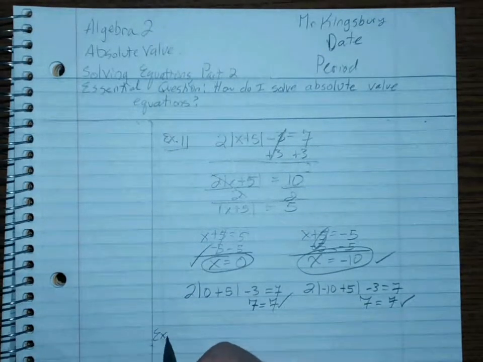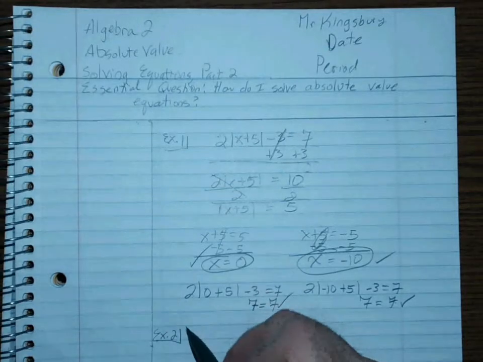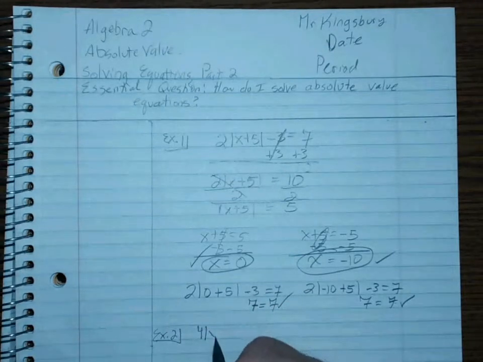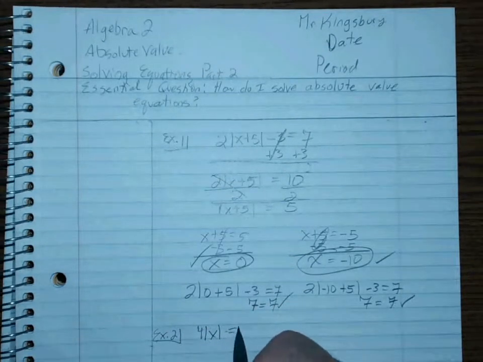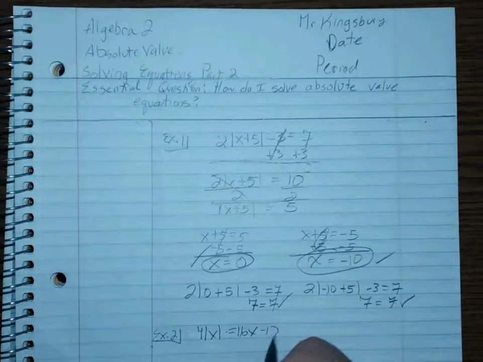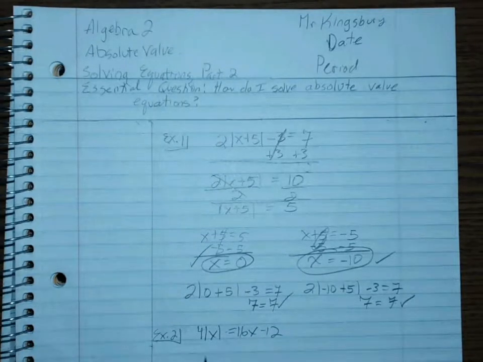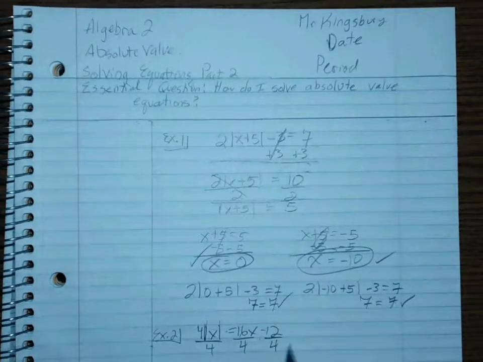Example 2. We've got 4 times the absolute value of x equals 16x minus 12. Now I realize there's an x on both sides, but only one side has an absolute value. So that's the side we're going to focus on. I need to get the absolute value part by itself. It's being multiplied by 4, so I need to divide by 4, which means I need to divide this by 4 and divide that by 4.